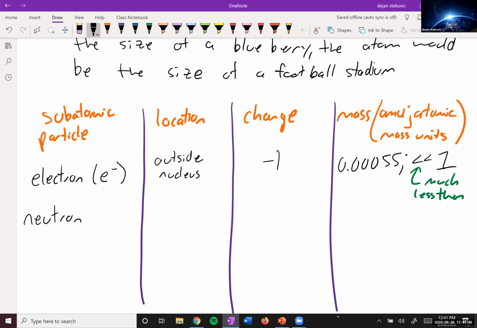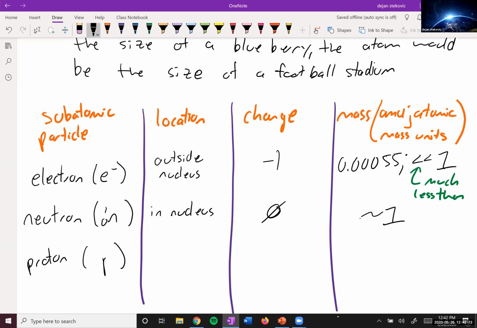Next up, we have the neutron. The symbol for the neutron is given as an N with a 1 in the top left corner and a 0 in the bottom left corner. We'll see why later on. It is located inside the nucleus. A neutron is neutral and thus has no charge, so it has a charge of 0, and it weighs approximately 1 atomic mass unit.